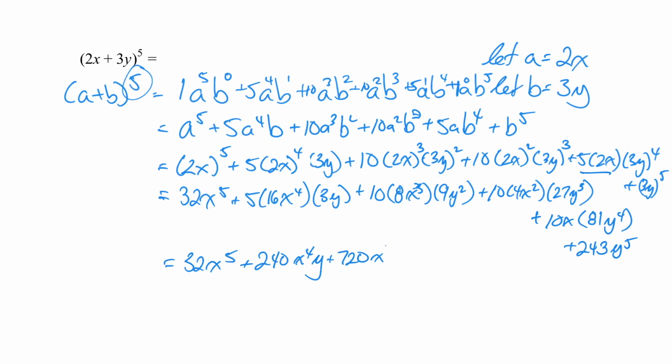That looks like a 5, but that's a 3. x cubed, y squared. Then we're going to have 24 times 7, which is going to be 168, times 10. So that's going to be 1,680 x squared y cubed. And then finally 10 times 81 is going to be 810 y to the power of 4. And then our last term stays as 243 y to the power of 5. So it's still a bit of work to expand to the power of 5, but much better than if we were to just go through and do our distribution across expanding the polynomials.